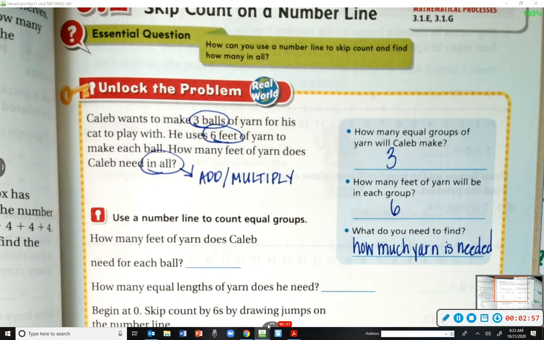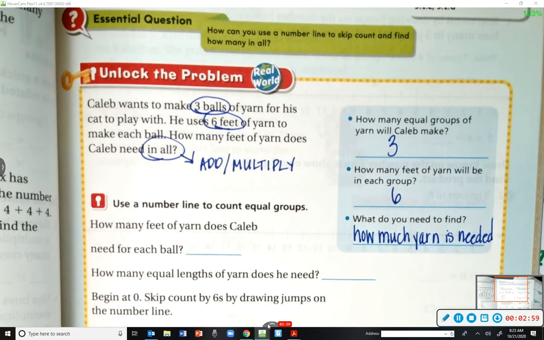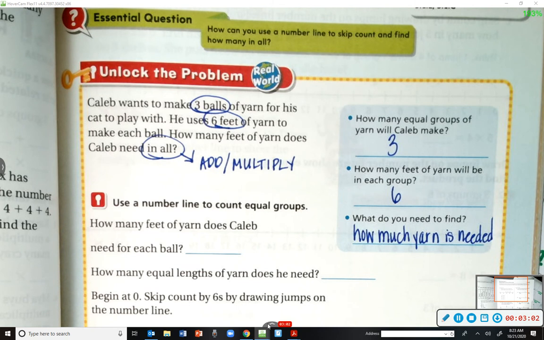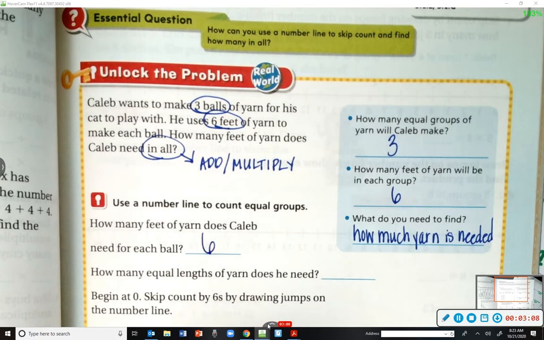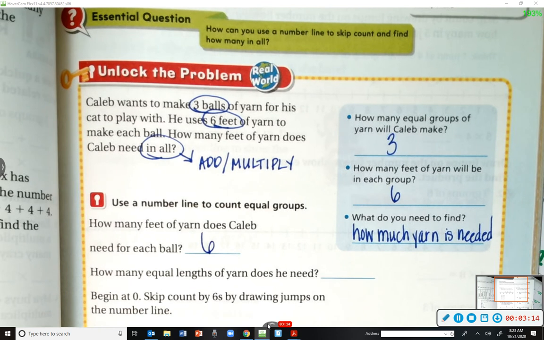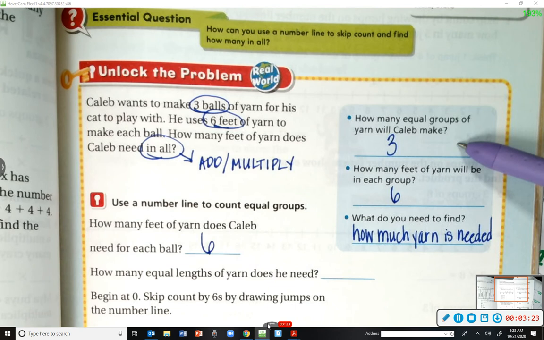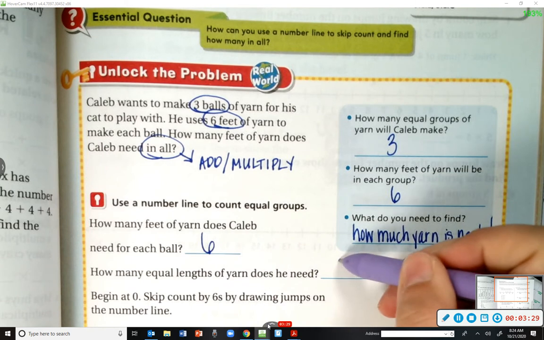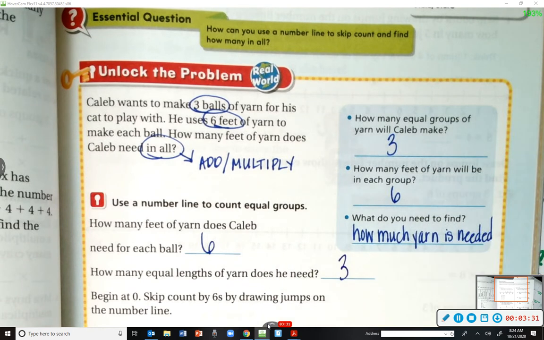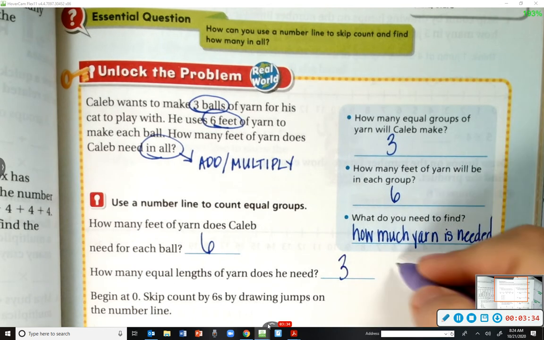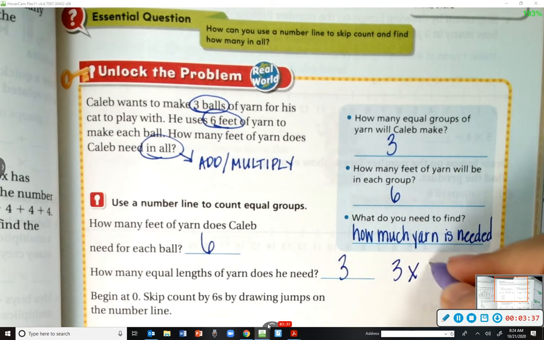How many feet of yarn does Caleb need for each ball? How many feet of yarn for each ball? Anybody, just call it out. 6 feet. 6 feet. Thank you, Kelsey. Y'all don't be shy. Y'all can respond. How many equal lengths of yarn does he need? Okay, so how many groups of yarn does he need? We're just basically repeating what we put up here in the blue box. 3 equal groups, right? 3 equal lengths. So I'm doing 3 groups of 6.